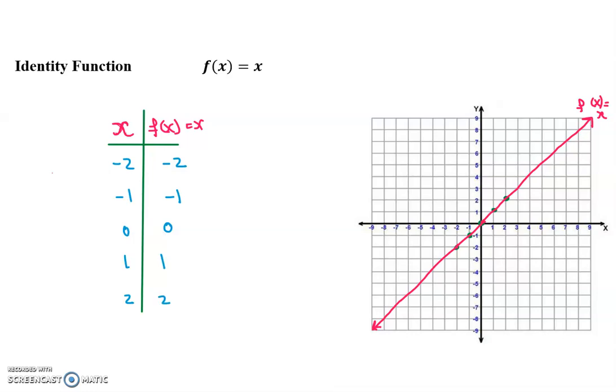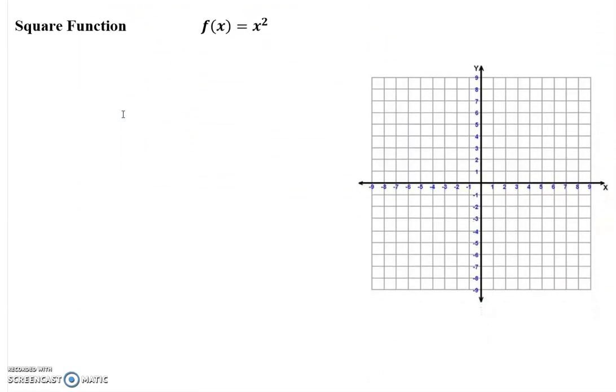Domain: as you can see, it covers everything on the x-axis, negative infinity to infinity. And the range, you will notice it is also covering the whole y-axis, negative infinity to infinity. So that's the identity function.